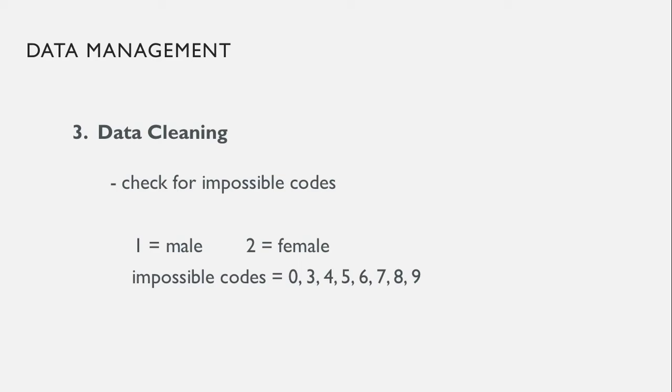you ended up with a 0 or a 4 or 5. Those are codes that are not even supposed to exist because you assigned one to male, two to female, and that's it. There are no other codes. So if you find any other number besides those numbers, then you know it's an impossible code and needs to be deleted. You guys shouldn't have too many problems with that because of how your data was collected.